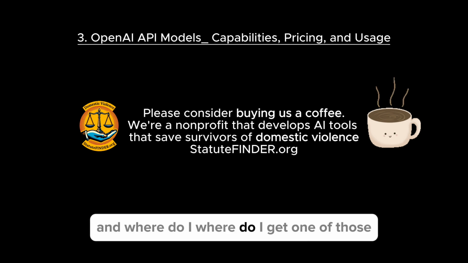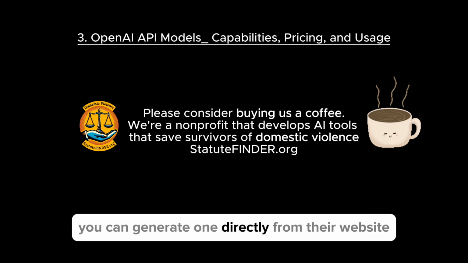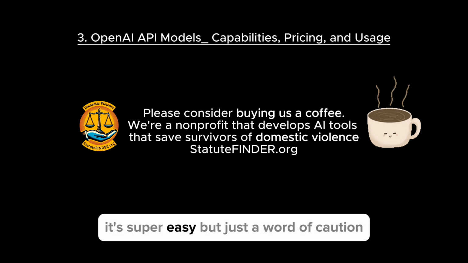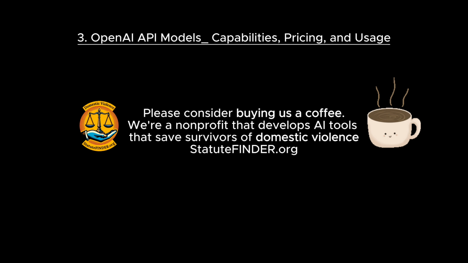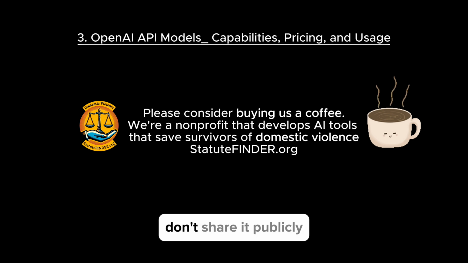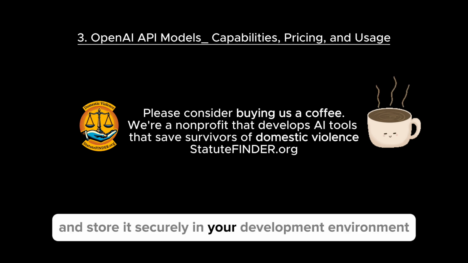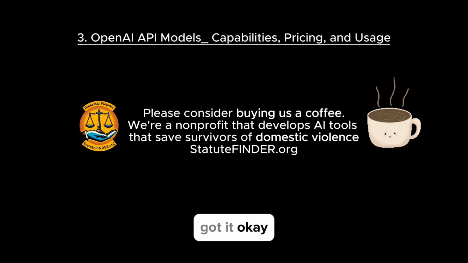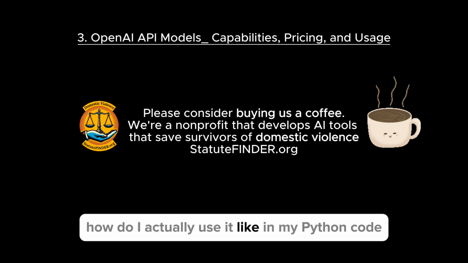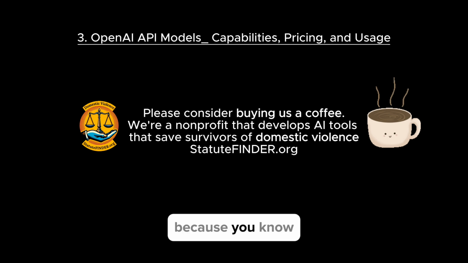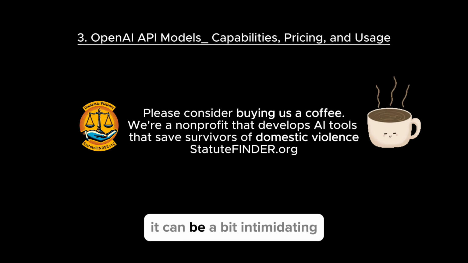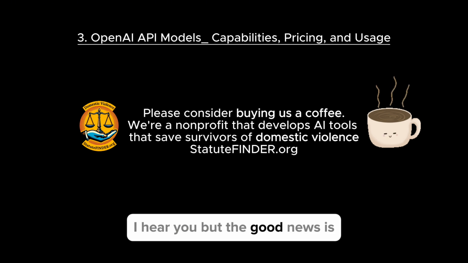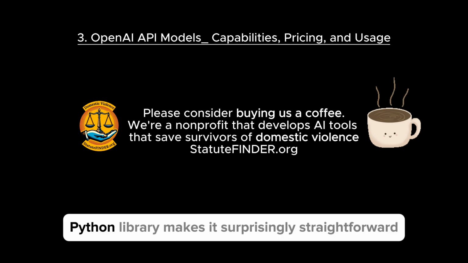Okay, and where do I get one of those? You can generate one directly from their website. It's super easy. But just a word of caution, treat it like a valuable password. Don't share it publicly and store it securely in your development environment. Got it. Okay, so once I have my API key, how do I actually use it in my Python code? Because, looking at the documentation, it can be a bit intimidating. I hear you. But the good news is the OpenAI Python library makes it surprisingly straightforward.